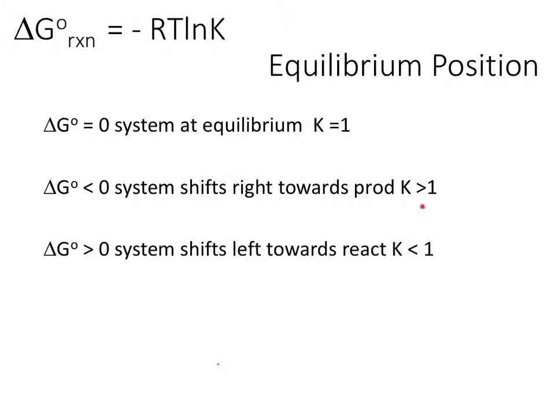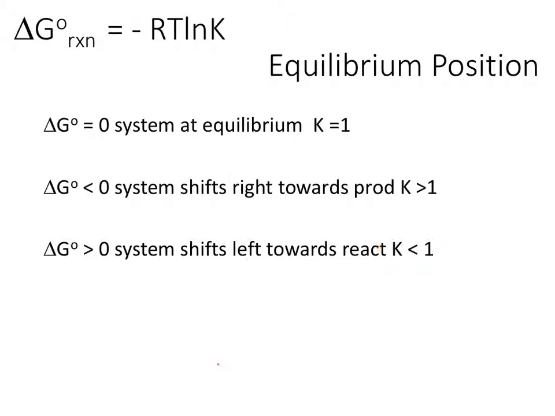Okay, so with a K bigger than 1, when we plug that into this equation, we get a positive ln of K, which leads to a negative delta G of reaction. Okay, and so when K is greater than 1, you're going to have a spontaneous shift towards your products.